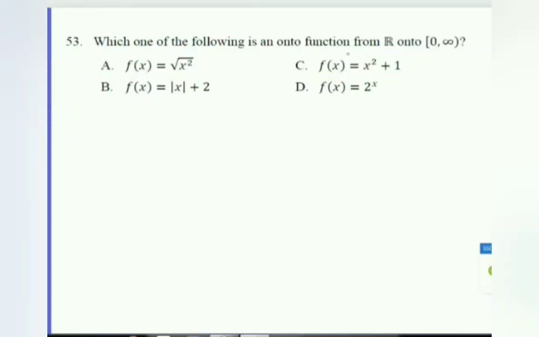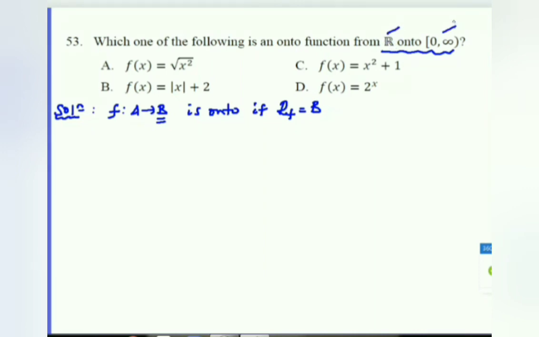Which one of the following is an onto function from real numbers onto 0 to infinity? So to know which of the given alternatives is an onto function, first of all, a function that maps set A to set B is an onto function if it satisfies the condition that the range of the function f is the same as the set B. The range of the function and this set B must be the same. So in this case, there is a function that maps real numbers to 0 to infinity. So we need to find a function whose range is exactly the same as 0 to infinity.